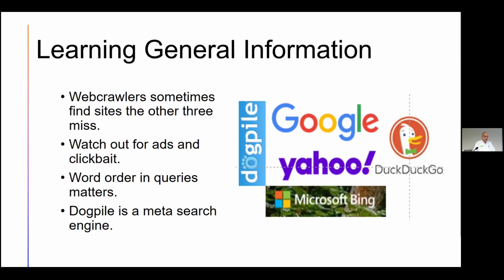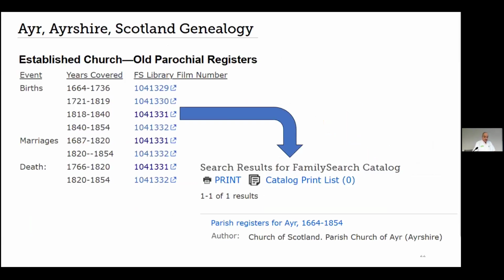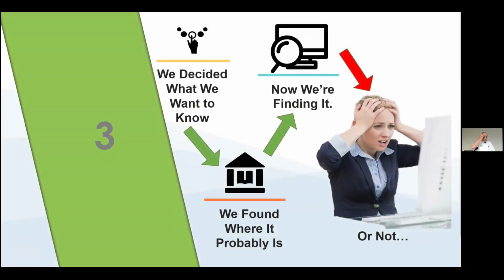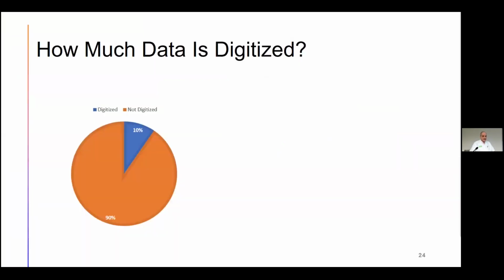So I went to the FamilySearch Wiki, and I found that FamilySearch had the parish registers for Ayr at the time I'm looking for. So that was what I wanted to get. So we've spent time here. We've decided what we wanted to know. We found where it probably is. And now we're finding it. Or not. Here's the problem we've got.